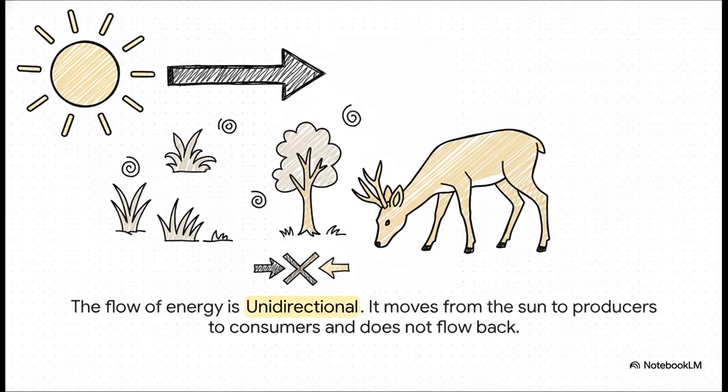So another very important point to remember is that this flow of energy is a one-way street. It is unidirectional. The energy flows from the sun to the producers and then to the consumers. It can never, ever flow backward. The energy from the deer cannot go back to the grass.